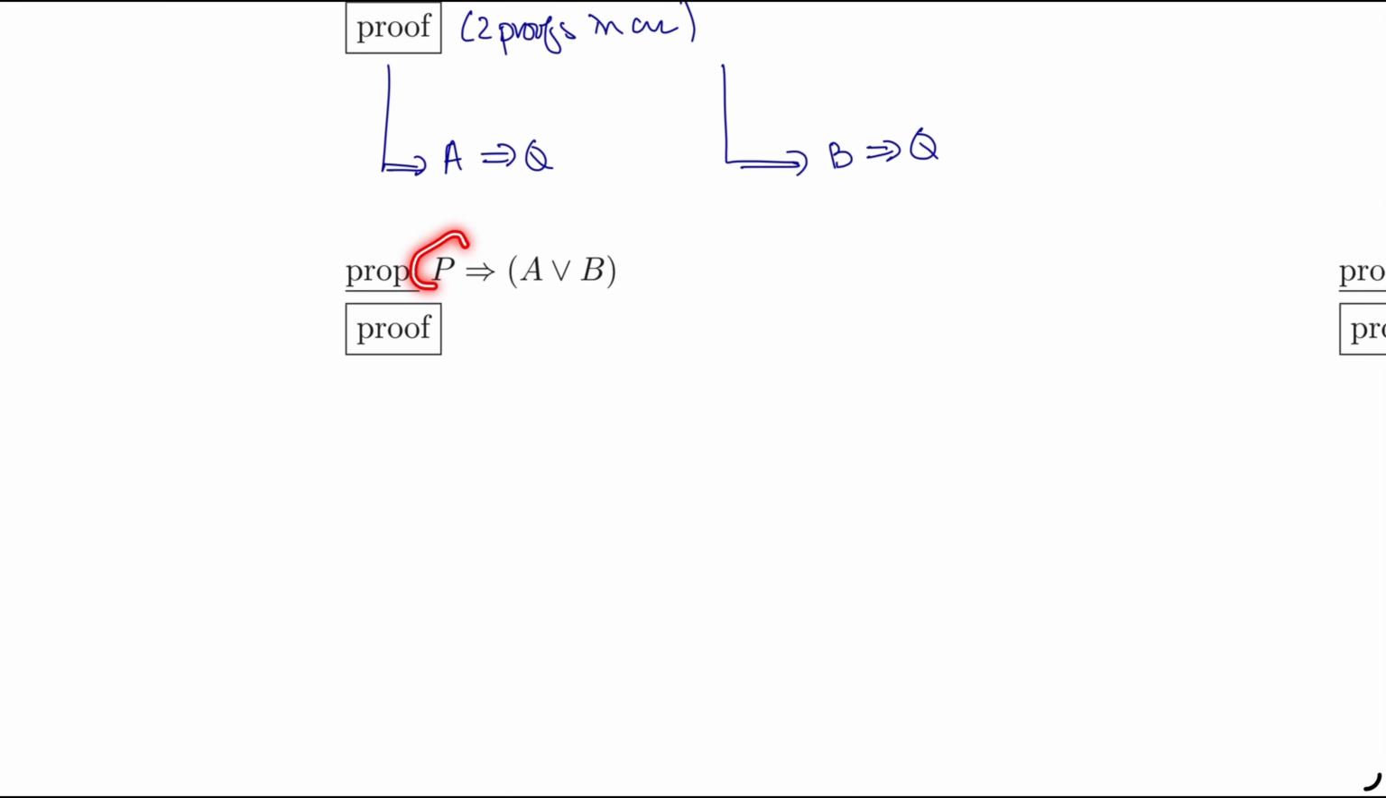But we don't have to prove this directly. I don't have to start with P and conclude A or B. I could use contrapositive or contradiction. So let's look at what a contrapositive or contradiction approach would look like.